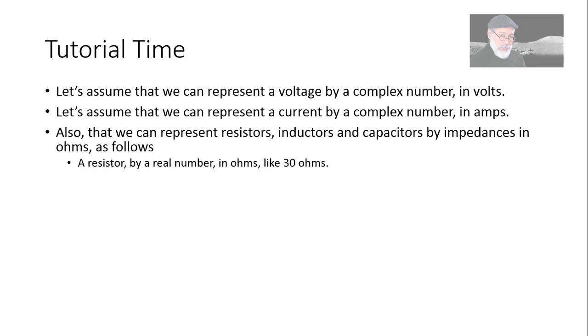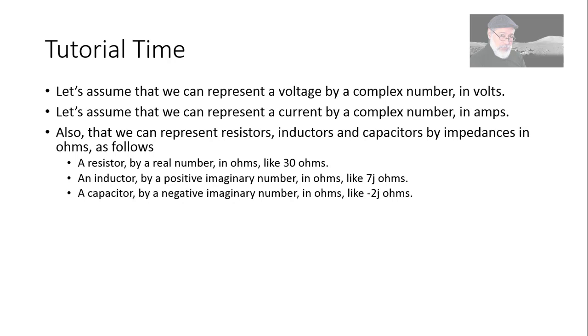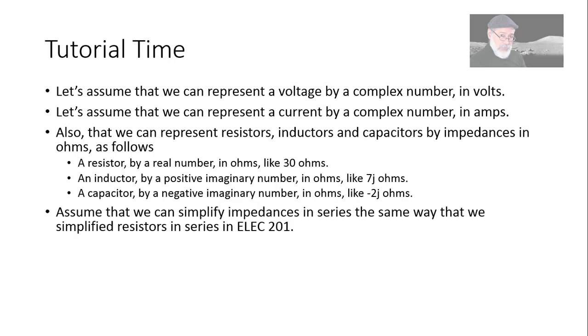This way, a resistor by a real number in ohms, like 30 ohms. An inductor by a positive imaginary number in ohms, like 7j ohms. And the capacitor by a negative imaginary number in ohms like negative 2j ohms. Let's assume that is so, right? So humor me so we can practice.